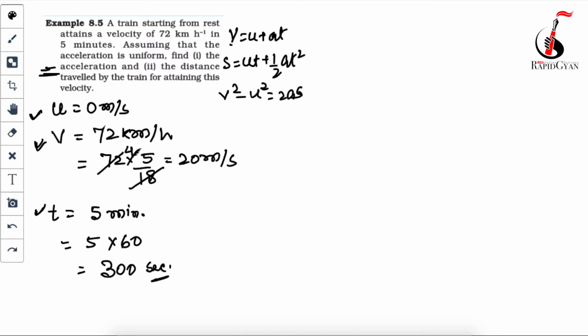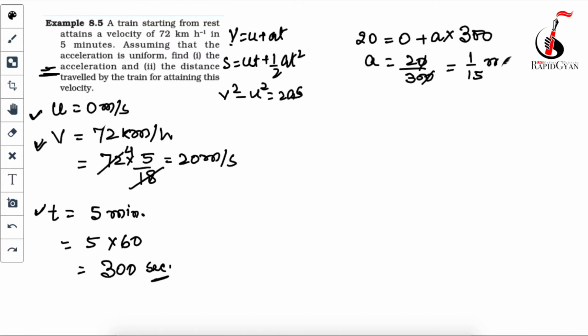So what is your v? V is 20. So I will write 20 is equal to u, which is 0, plus a, which I will have to find out, times t, which is 300. So from here I will get a is equal to 20 upon 300, which is equal to 1 upon 15 meter per second square. This is your answer, the first answer where you had to find your acceleration.